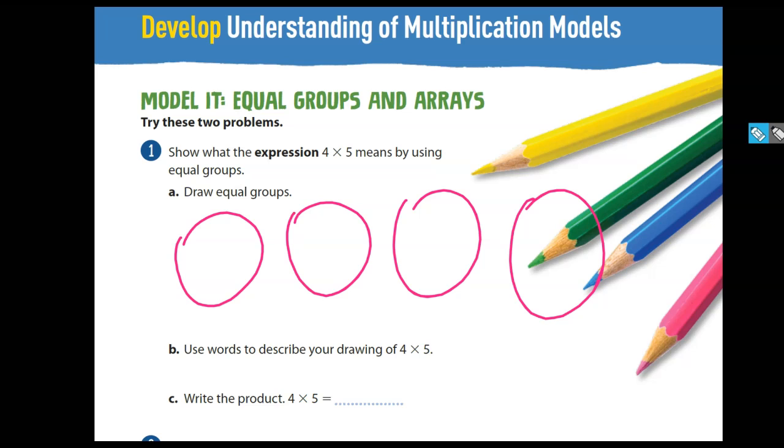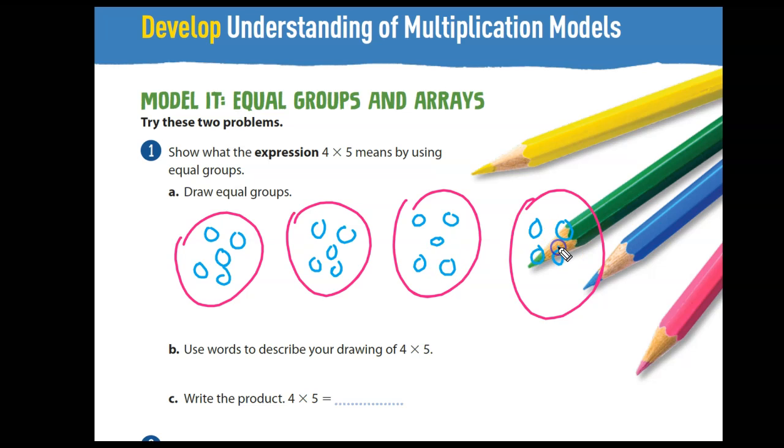I can go 1, 2, 3, 4, 5 in each group. Okay. And then I would count all the dots to tell me how many I have. So what's the product for 4 times 5? Anyway, 20. Because I can count by 5s, can't I? 5, 10, 15, 20. So 4 times 5 is 20.